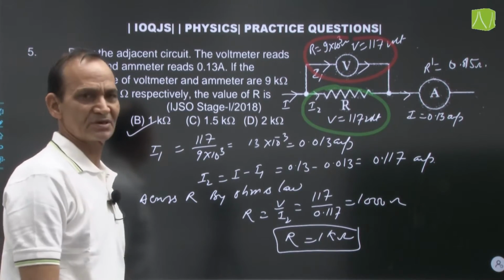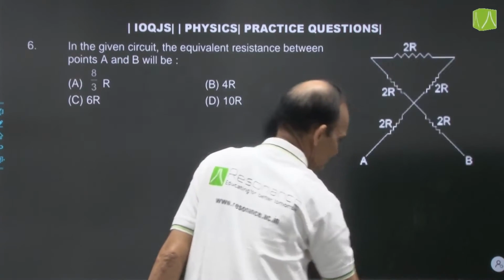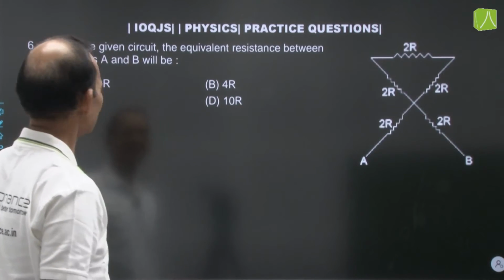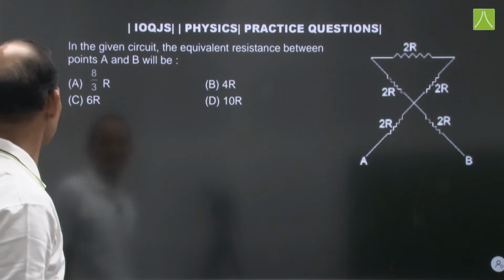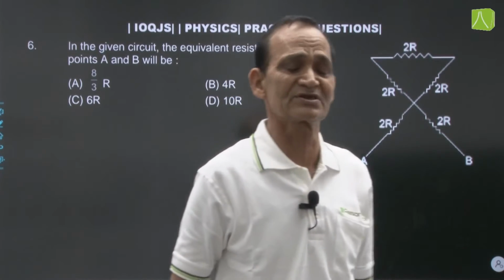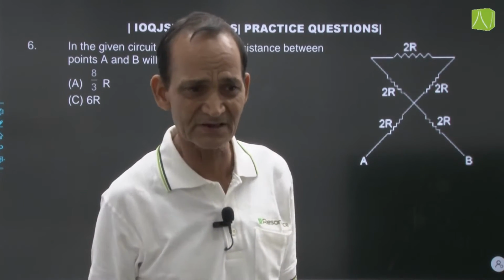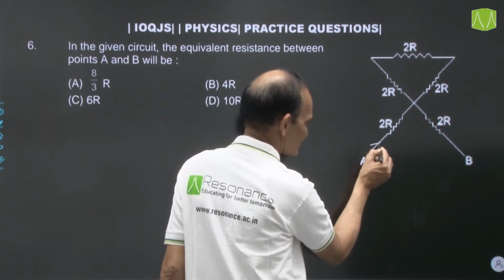Now the next question, question number 6. It is a very easy question. In the given circuit, find the equivalent resistance between points A and B. Now think about it: why does current flow through the circuit? Due to the potential difference. A battery is connected here.